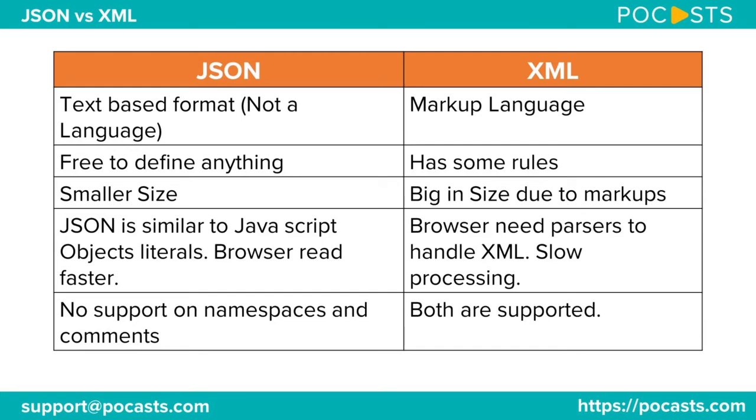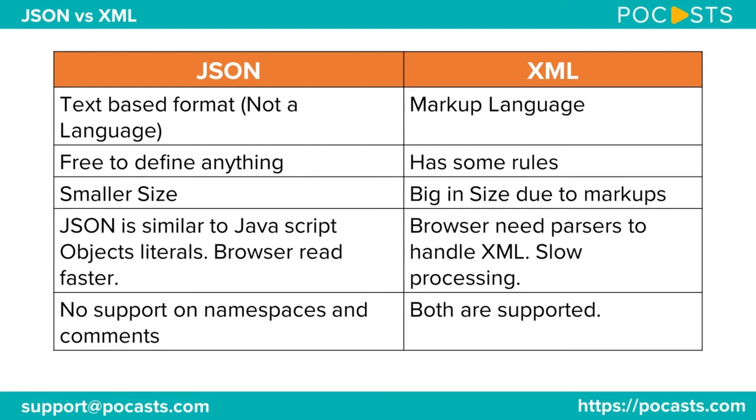The second difference is that JSON is free to define anything. JSON doesn't say that your opening tag name should end with the same name in the closing tag, and that you should use the closing tag symbols. It doesn't have those kinds of rules. It just has very simple, straightforward rules, like 5 or 7 rules, and that's it. In XML there are lots of rules that you have to follow, and it's very strictly typed.